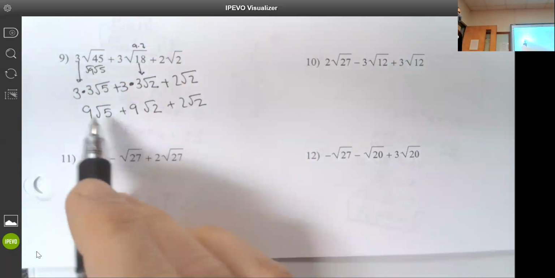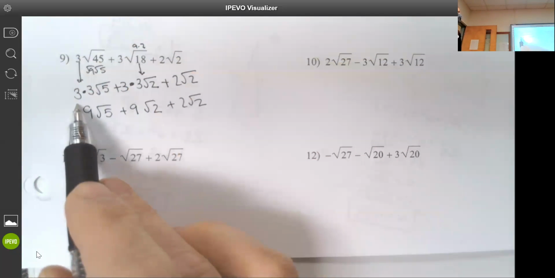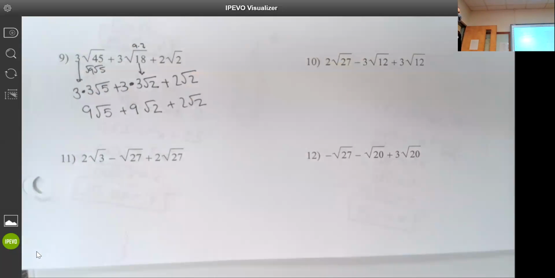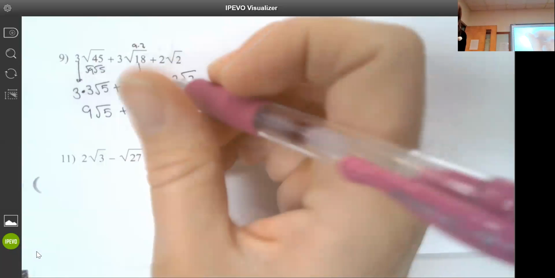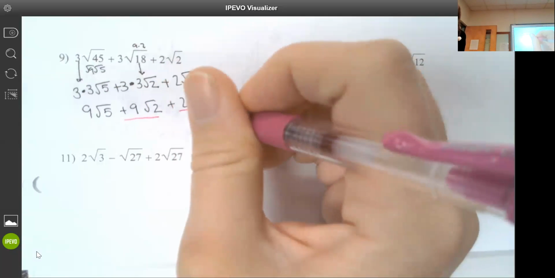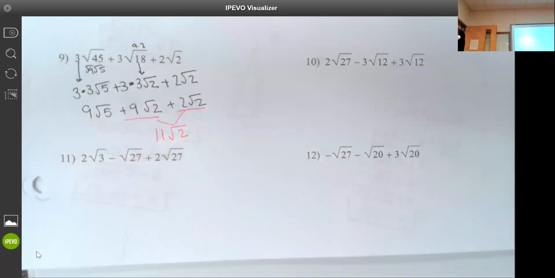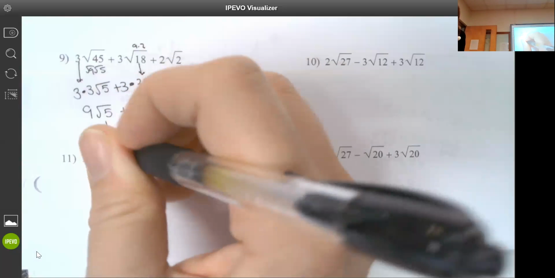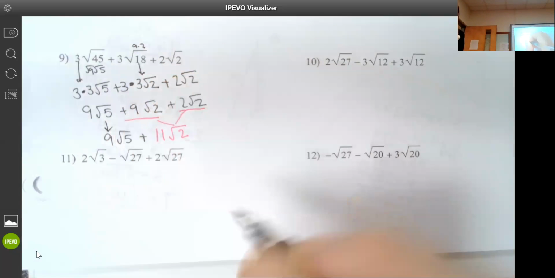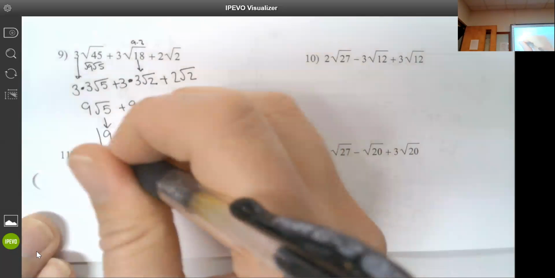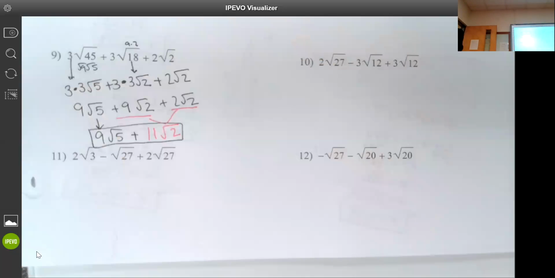All I'm doing there is taking the coefficients that were out front in the first place and multiplying them by whatever I end up taking out of the radical. And I can only combine things that are the same rad. So I can take 9 rad 2 and add it with 2 rad 2, giving me 11 rad 2. And this is just going to still be 9 rad 5. I can't add those together and make it a single term. I'm just leaving them as two separate terms there. Okay, so there's 9.